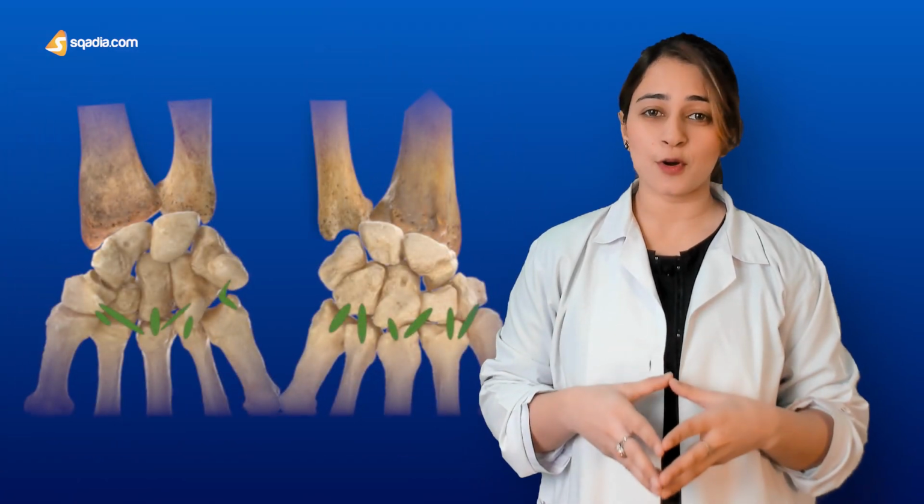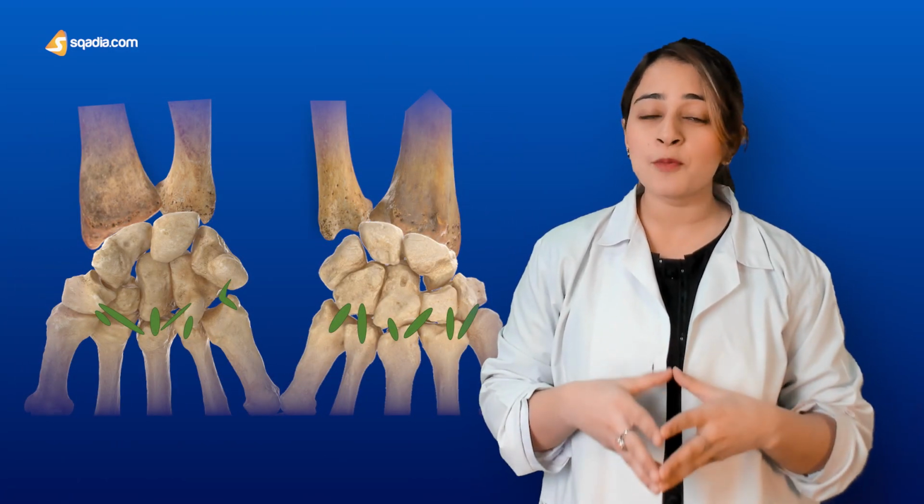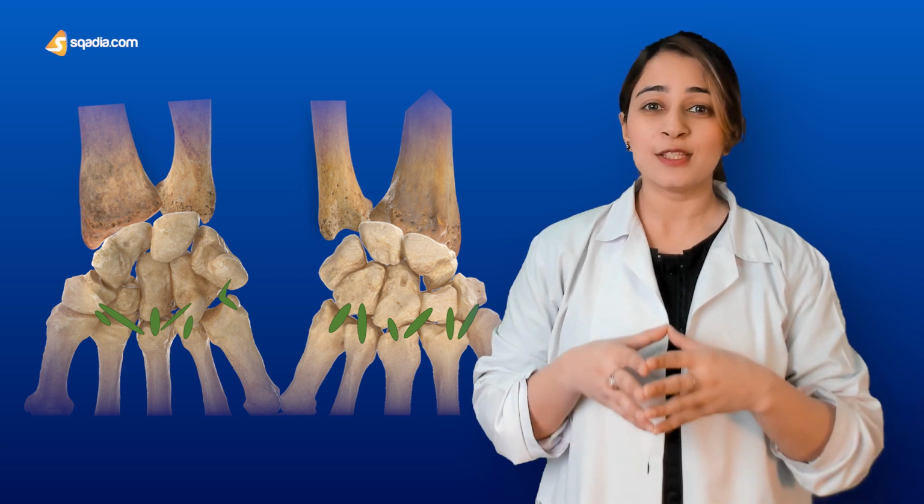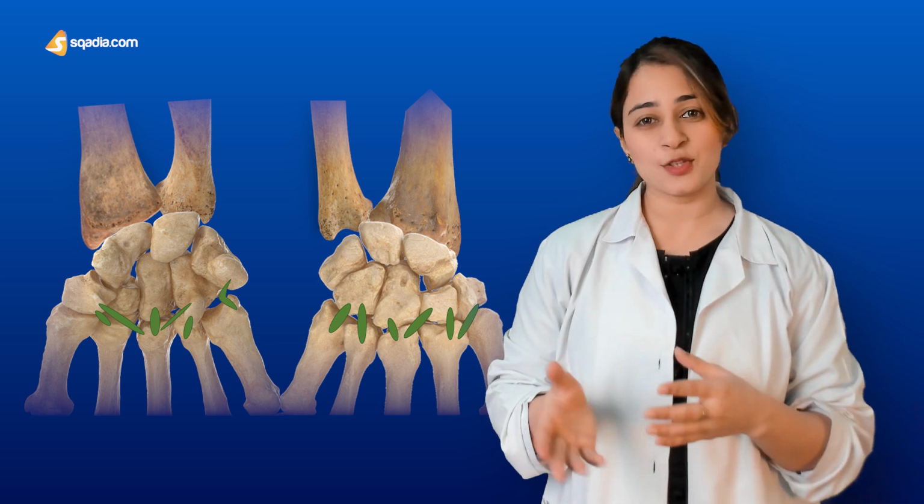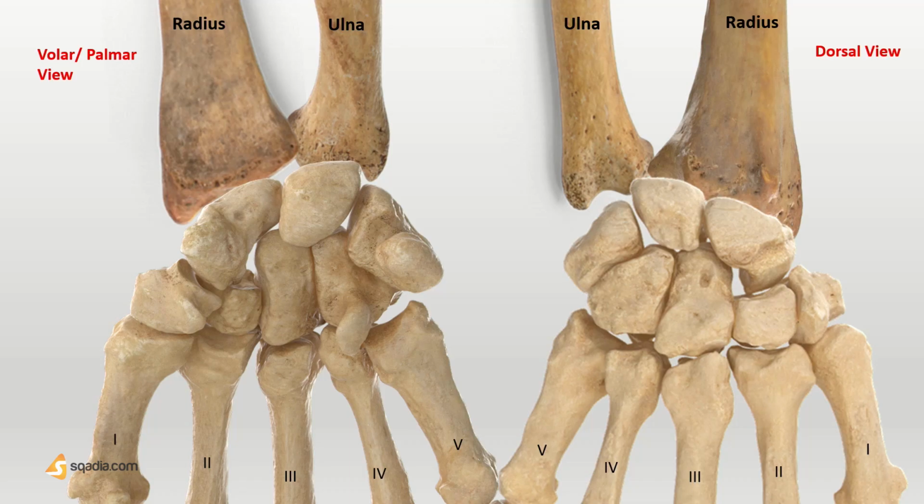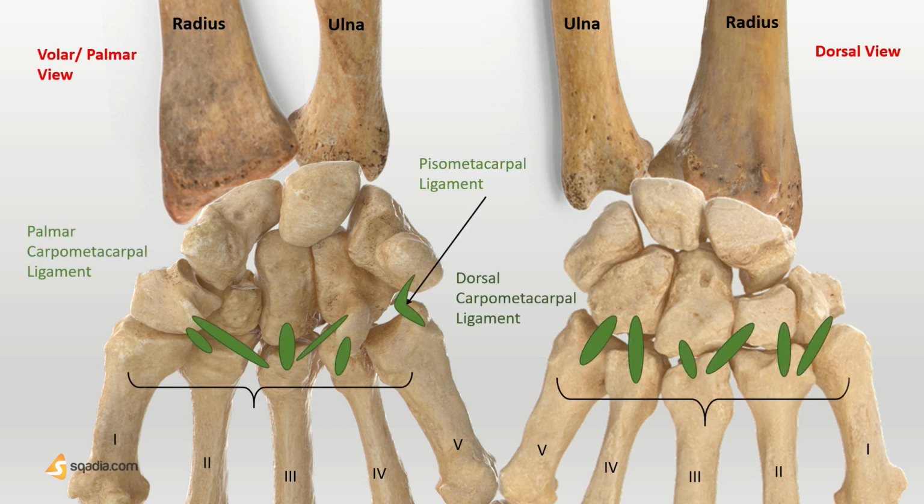Now the last group of the ligaments are the ligaments of the carpometacarpal articulations, uniting the carpals with the metacarpal bones, as shown in green. They are generally two in number, which are the pisiform ligament and the palmar and dorsal carpometacarpal ligaments.